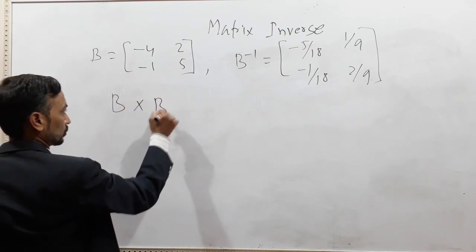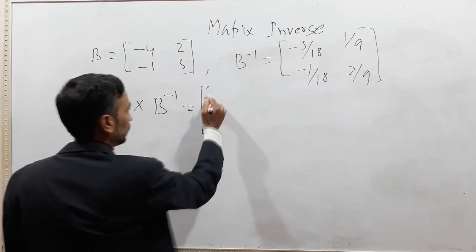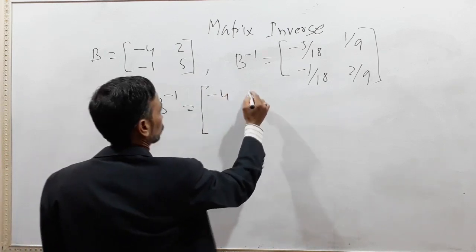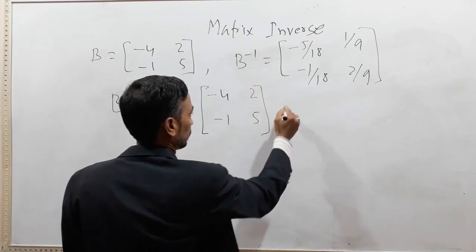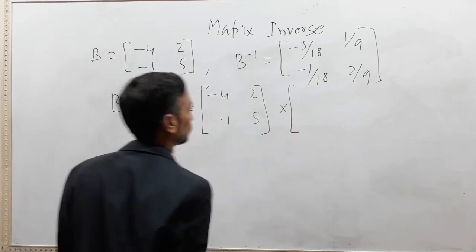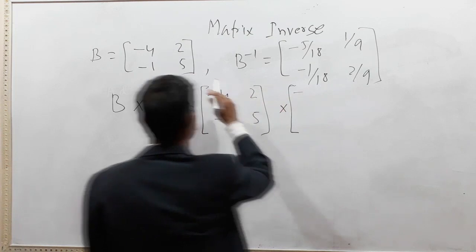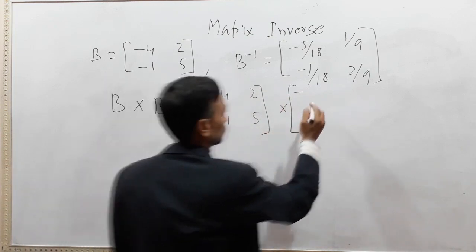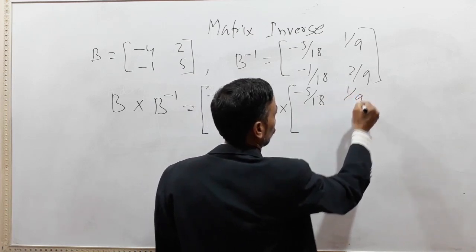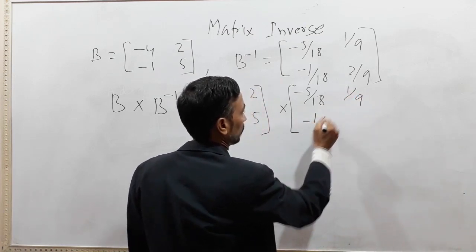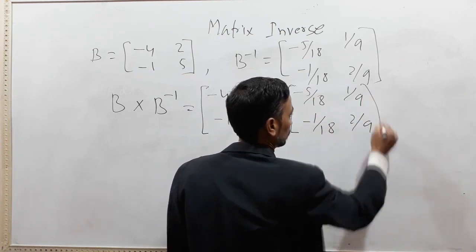B cross B inverse. So we'll put the value of B here: -4, 2, -1 and 5. And the value of B inverse is -5/18, 1/9, -1/18, and 2/9.